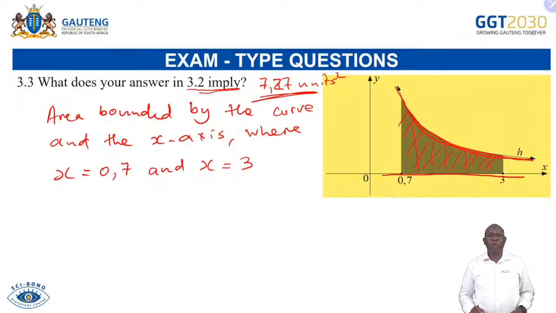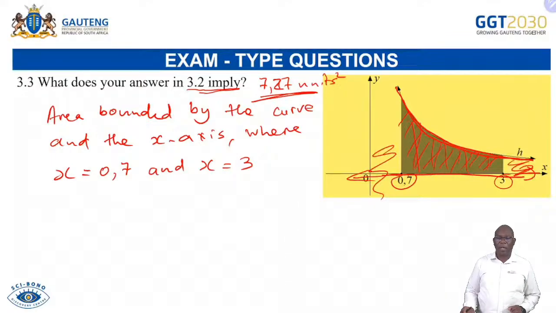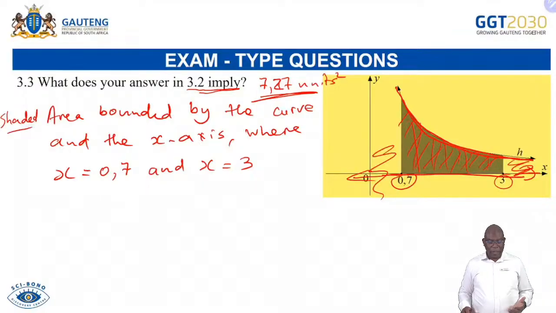But this area must be between 0,7 and 3. It is not there. We're not talking there, we're talking there. The shaded area in this case. You can just say the area, the shaded area bounded by the curve and the x-axis. You must put that, because now that part is shaded. But you cannot just say it is the shaded area. You must tell us that you understand that there is the area bound by the curve and the x-axis where the x values are 0,7 and 3, and the answer is already there on the sketch.